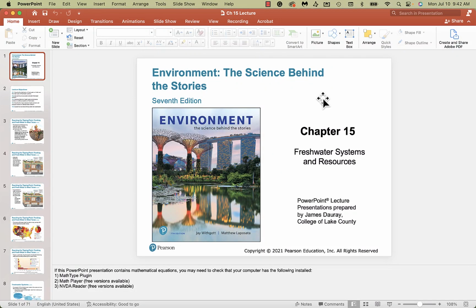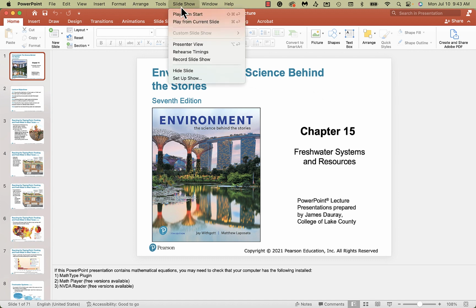So now we're going to continue our conversation in Unit 4 on land and water use. The previous chapter, Chapter 12, dealt with land use, forestry, and all that good stuff. And now we're going to look at the freshwater part of land and water use. Okay, freshwater systems and resources.